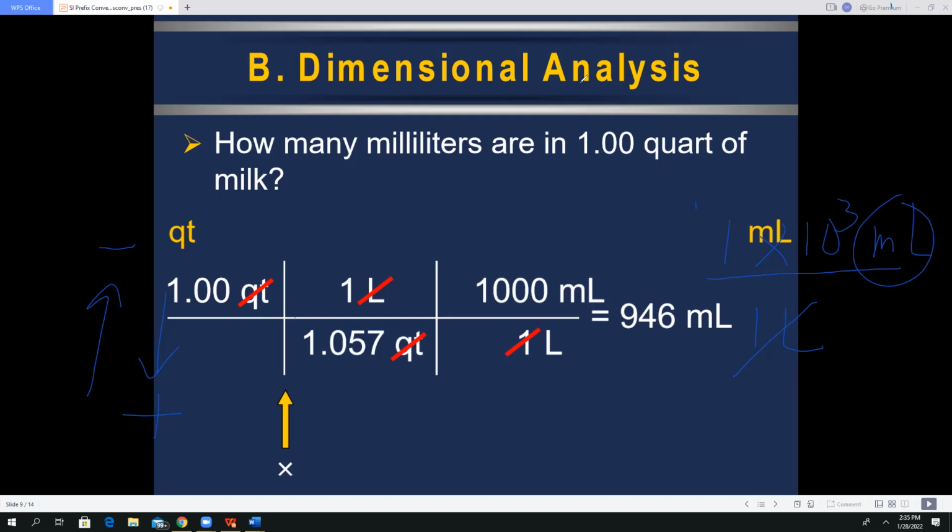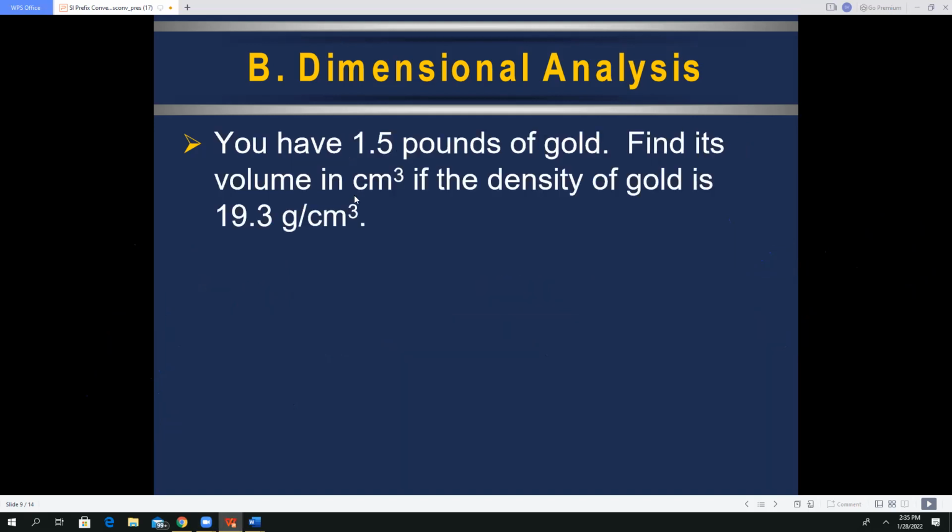All right, let me clear all of these and keep going to the next question. So we have several problems that we're going to look at like this, and then you're going to do some. It says you have 1.5 pounds of gold. Find the volume of gold if the density is this. Density in this case is just being used to convert from mass to volume.